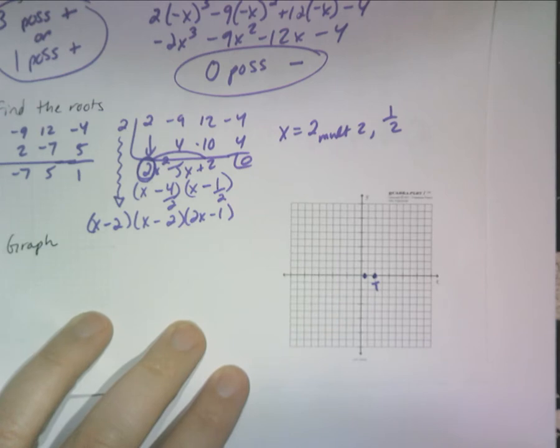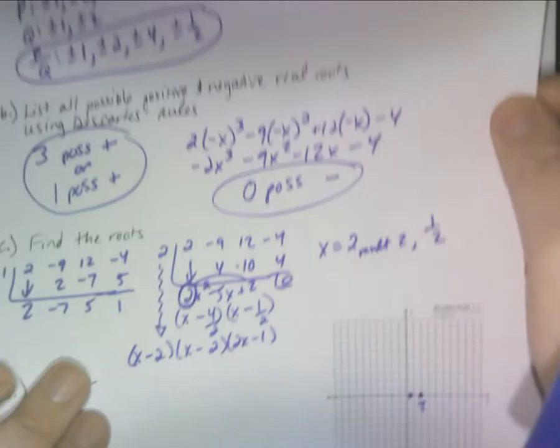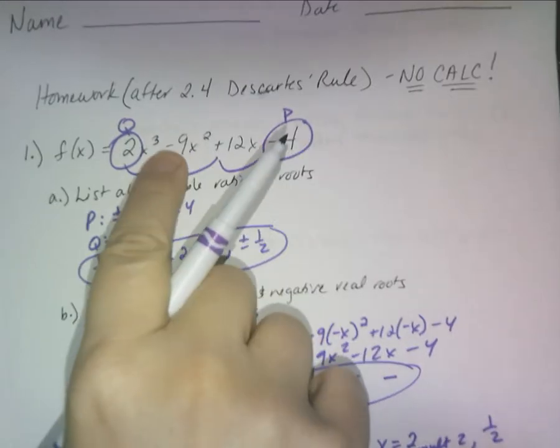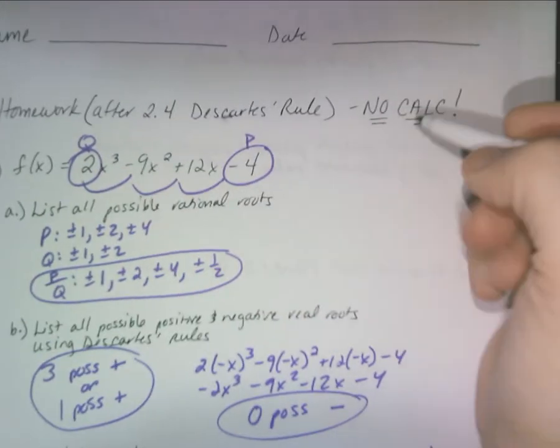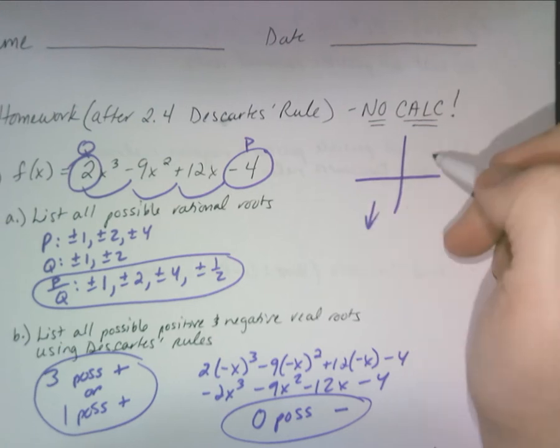Can someone tell me something else that we know and can do with this graph? It does make a little loop. We know the turning points. We do know end behavior. What's our end behavior on this one? Down, up. How do you know it's down, up? Very good. Cubed, so it's going to start down. It's going to end up.